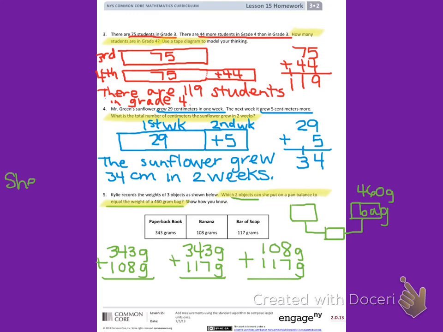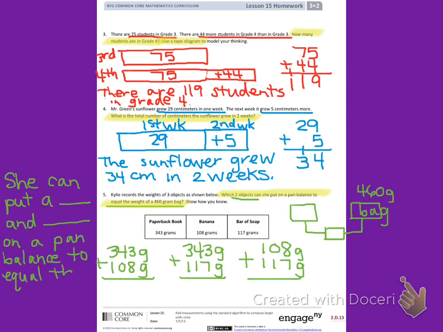She can put a blank and blank on a pan balance to equal the weight of a 460-gram bag.